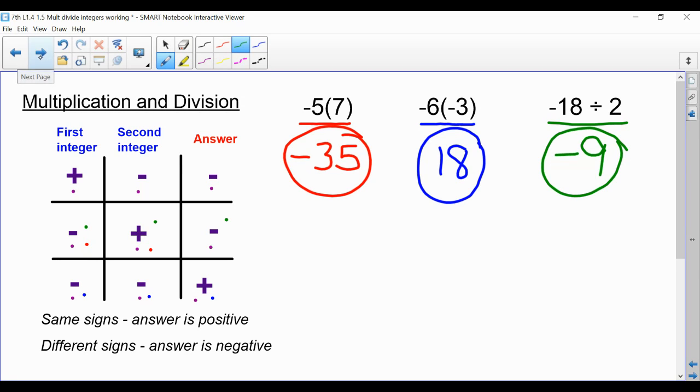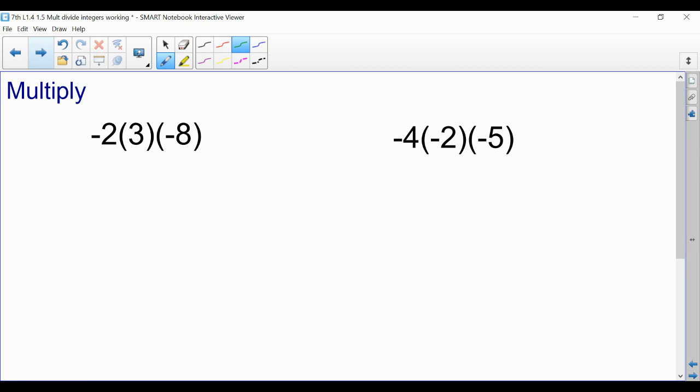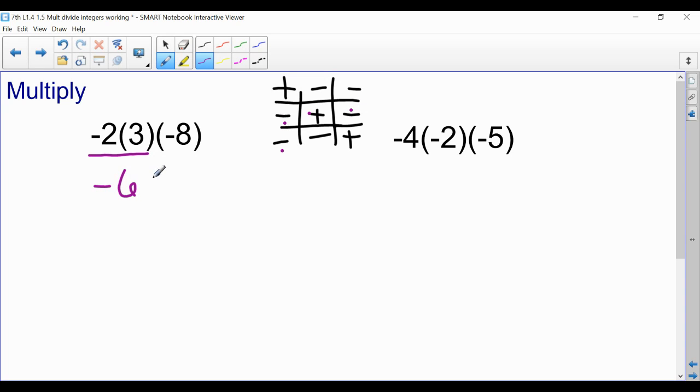And we can do the same thing when we have more than two integers that we're multiplying. So let's put our tic-tac-toe board in here. And when we multiply, we do two numbers at a time. Our first one says negative 2 times 3 times negative 8. So I'm going to worry about the negative 2 times 3 first. And that is a negative times a positive, and our answer is negative. 2 times 3 is 6, so negative 6.